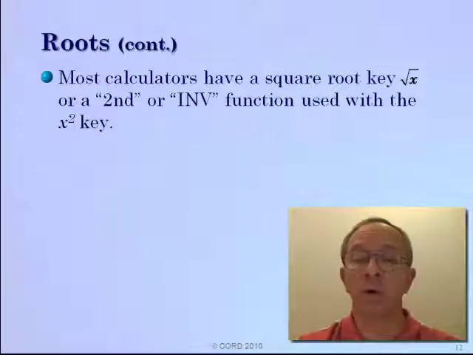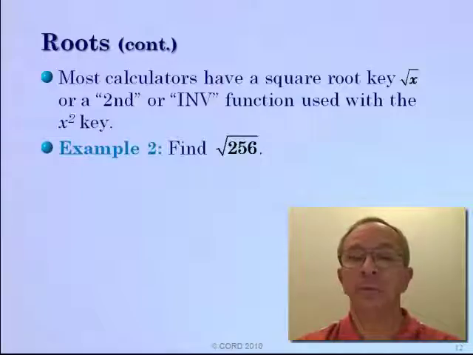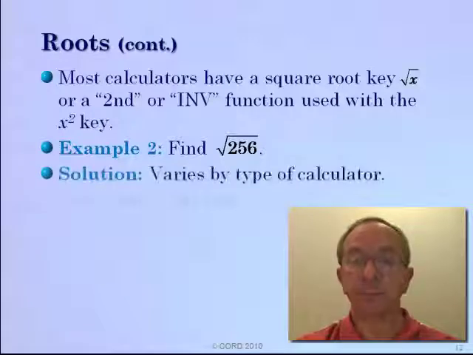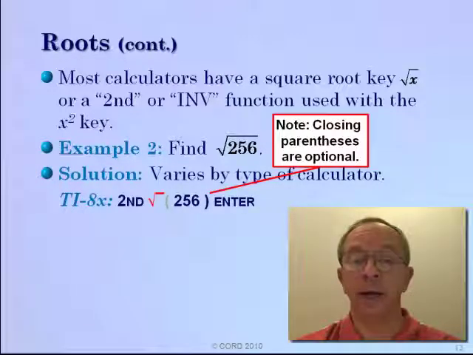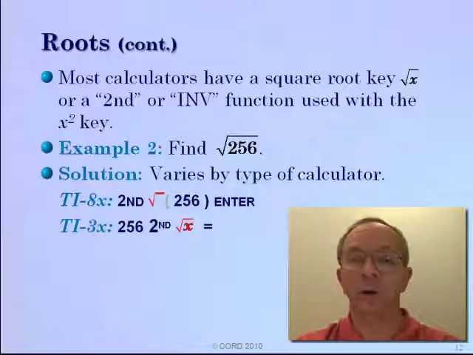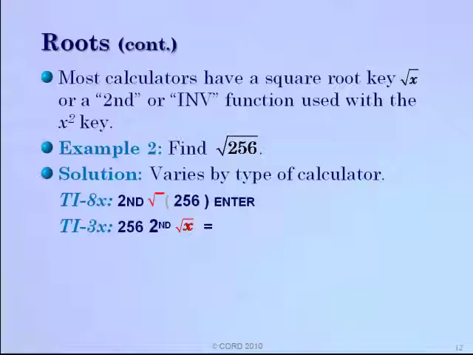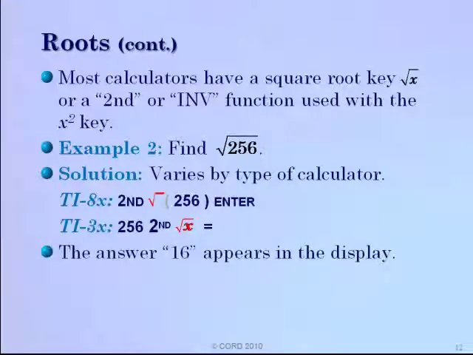Now, most calculators have a square root key or an inverse function used with the x squared key. So for example, let's find the square root of 256. The solution is going to vary by the type of calculator you have. With a TI-80 series calculator, you will take the second square root function that's on your key and enter 256 and press enter, and you'll have your result. With an earlier model of TI-30 series, you will have to enter 256 first and then go for the second square root function and then press equals, and you'll get your result. And of course the answer 16 will appear in your display in either case.